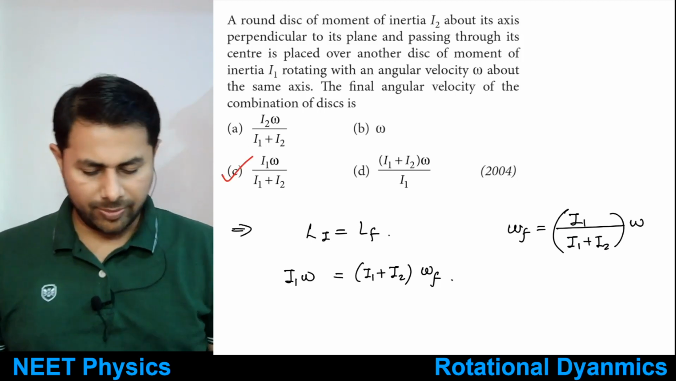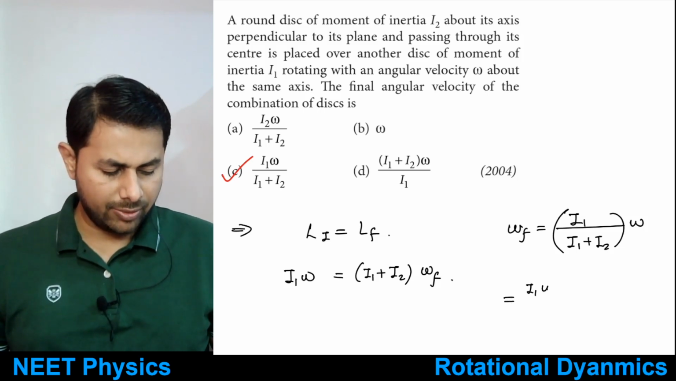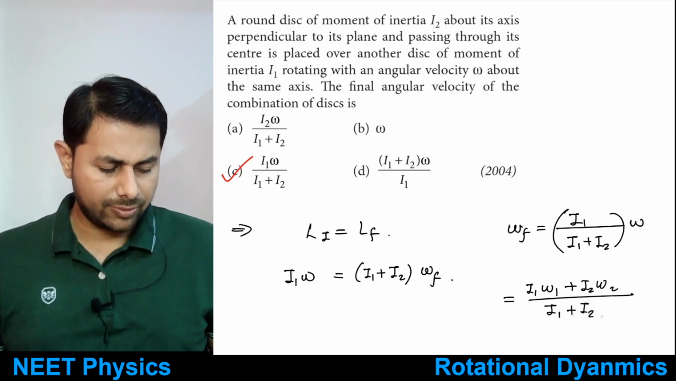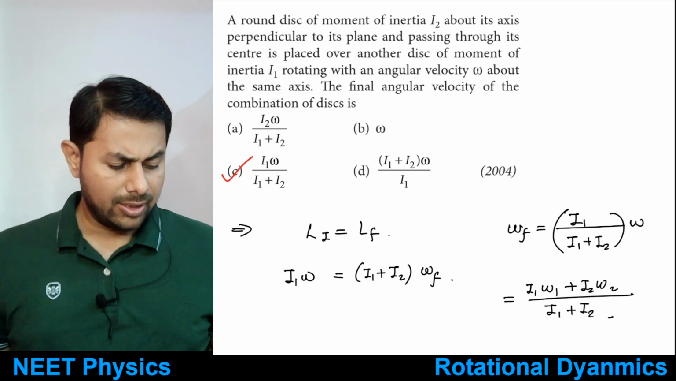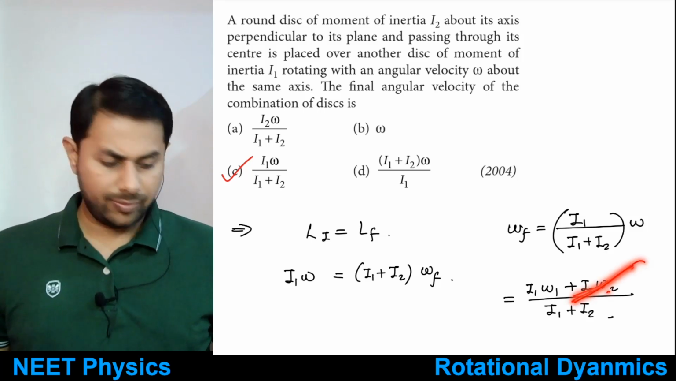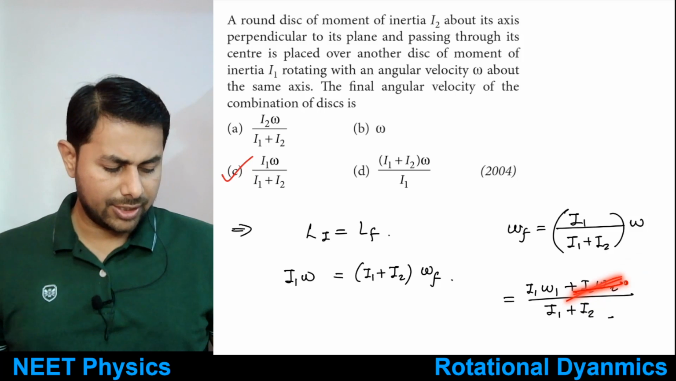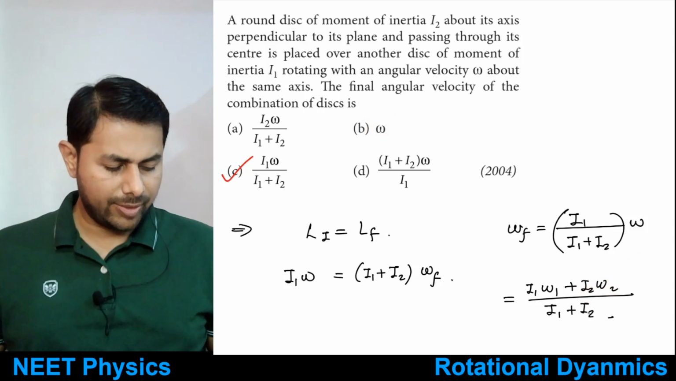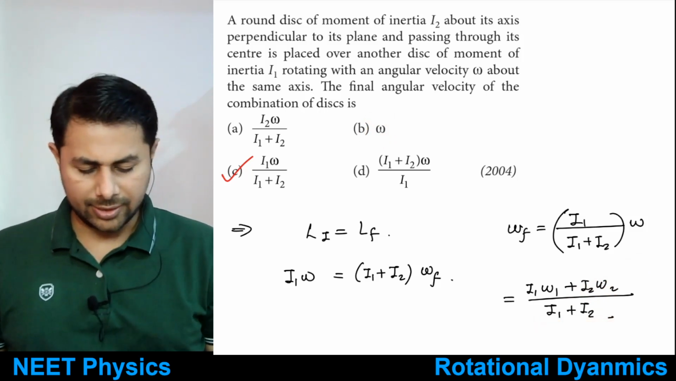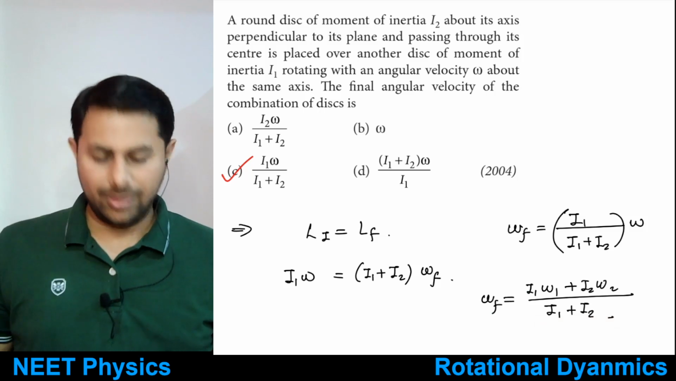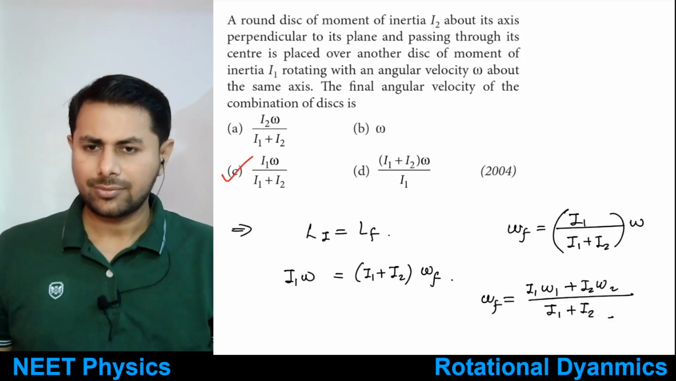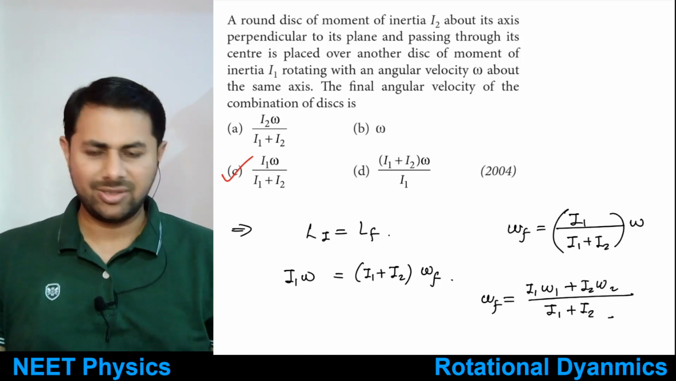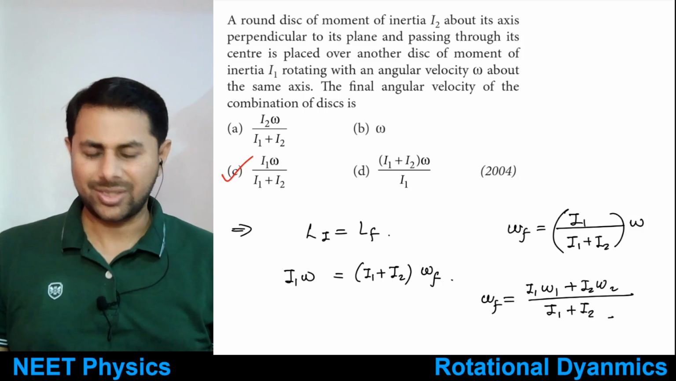You can directly use the formula: I1 omega 1 plus I2 omega 2 divided by I1 plus I2. Omega 2 is 0, the second disk is not rotating, so this term is 0. So you have I1 times omega 1, and omega 1 is given to be equal to omega. So I1 omega divided by I1 plus I2. This is the answer. This one is simple, repeated many times. There is nothing in this question.